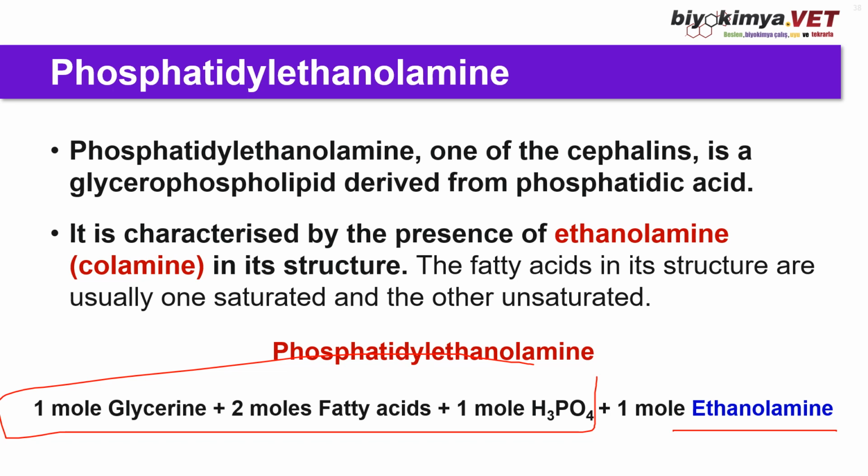I said it's one of the cephalins. Cephalin is an older term that was historically used to describe a group of phospholipids, including phosphatidylethanolamine and phosphatidylserine. These phospholipids were initially isolated from brain tissue, hence the name cephalin. Over time, as our understanding of phospholipids has advanced, the use of the term cephalin has diminished, and these molecules are now more commonly referred to by their specific names, such as phosphatidylethanolamine and phosphatidylserine.